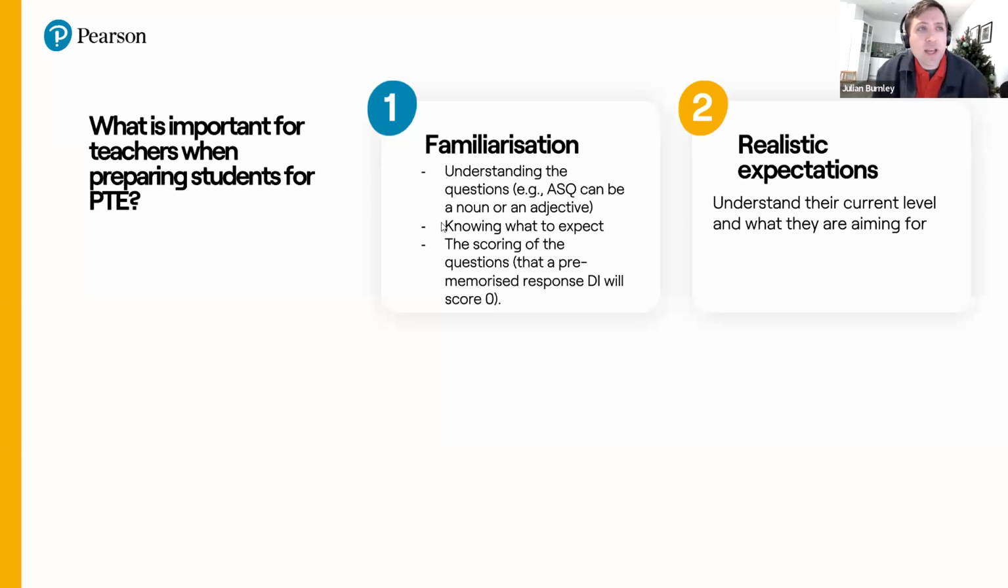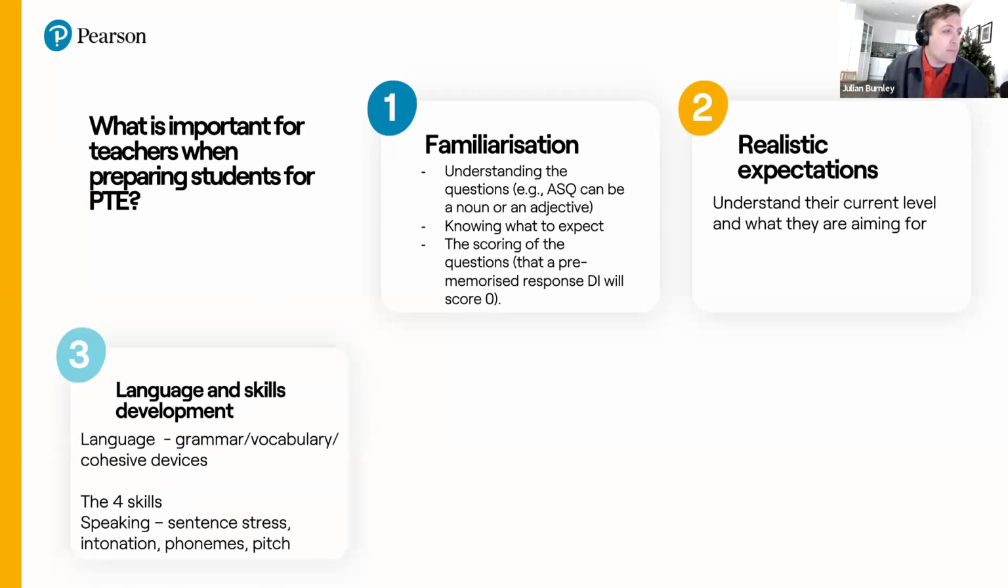You need to also ensure they have realistic expectations. If you have quite a low-level student who is maybe pre-intermediate or A2, and they are aiming for 79 to migrate to Australia, that is a very big jump. So we need to be realistic with what gains they can make, especially if you're preparing them for a short time. Language and skill development is really important.